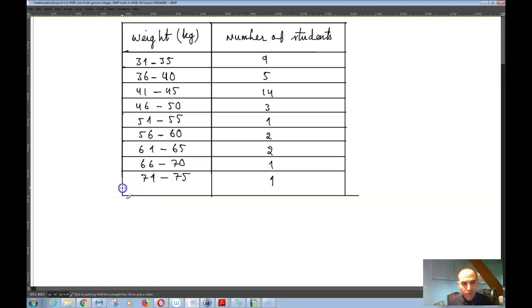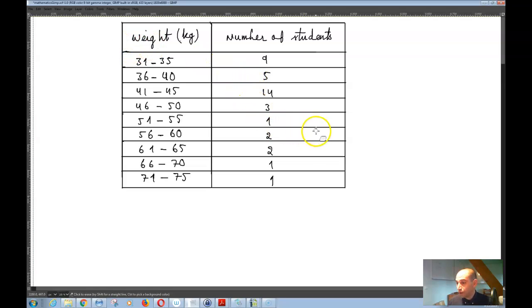We have this information here that is basically the information that I have. You don't have to make it pretty, but pretty is, well, pretty.